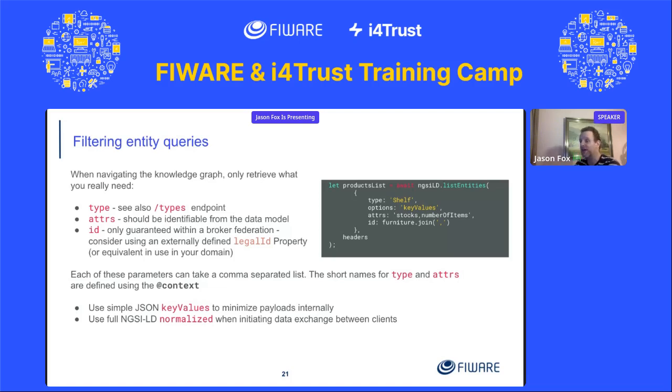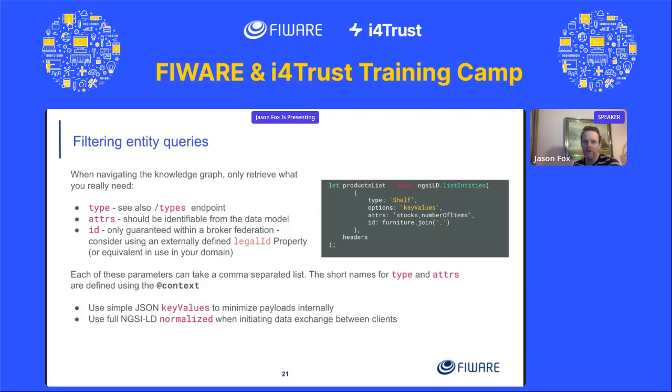Similarly, you can just get a certain number of attributes from your data, and indeed, the ID should be unique within your federation. Now, I said within your federation. If you have data from an external system, they hopefully won't, but they may be using the same IDs as you are.